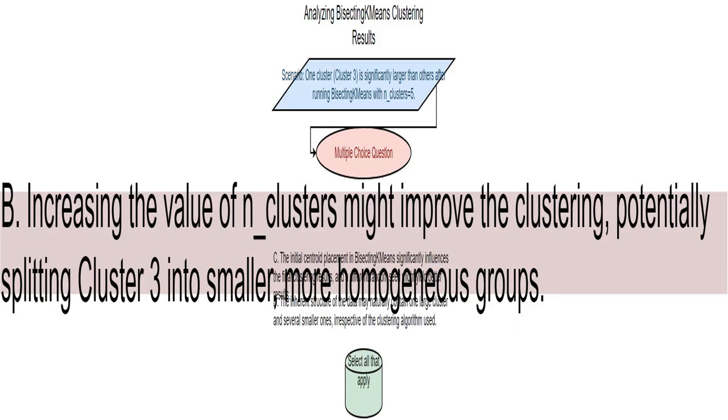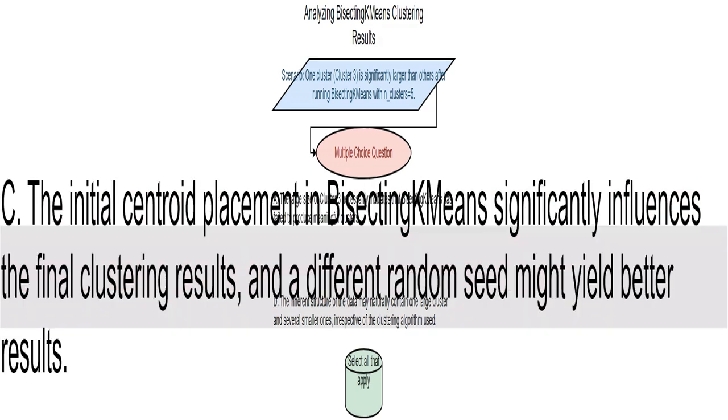Maybe I should increase the number of clusters, the n_clusters parameter, in my algorithm. This could split up the large cluster into smaller groups. I could create a more refined clustering in this way. The starting points, centroids, for the algorithm really matter. Bisecting k-means is sensitive to the initial positions of these centroids. If I try it again with a different random starting point, using a random_state, I might get much better results.